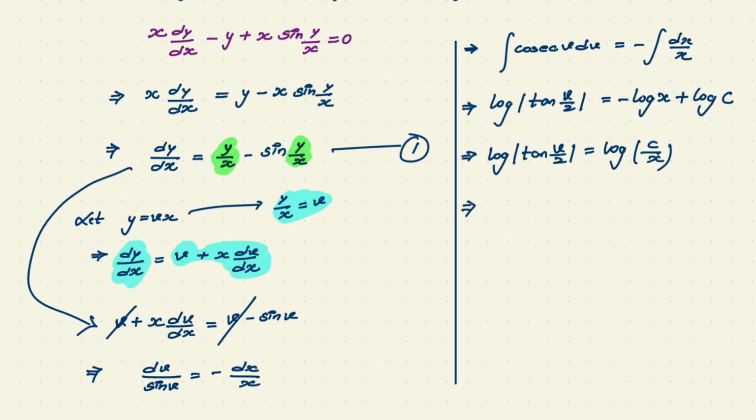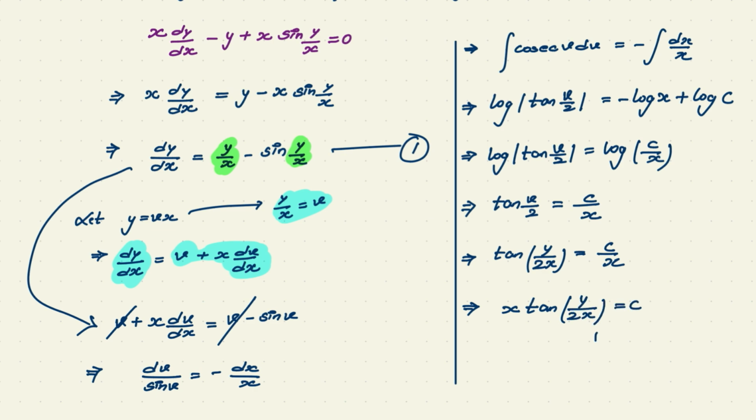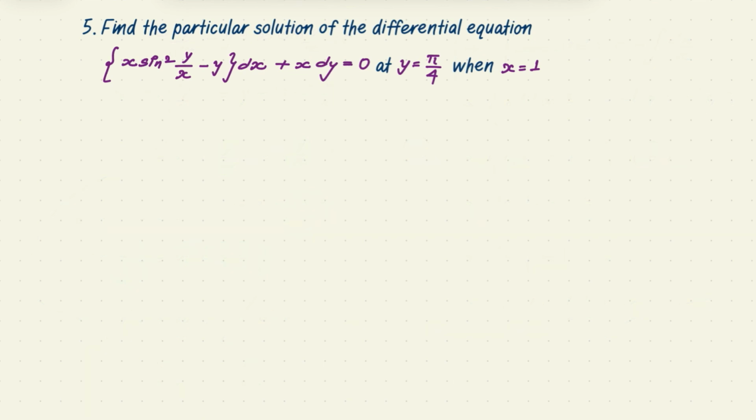So since both sides are log, we can write this as tan v by 2 equals to c by x. Putting back the value of v, that is y by x, so here it will be tan y by 2x equals to c by x, and hence the solution for this equation is x into tan y by 2x equals to c. Question 5.